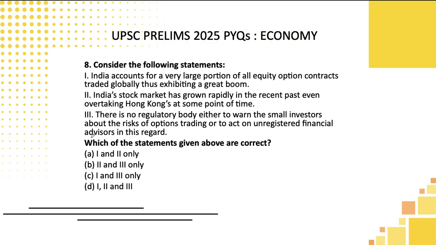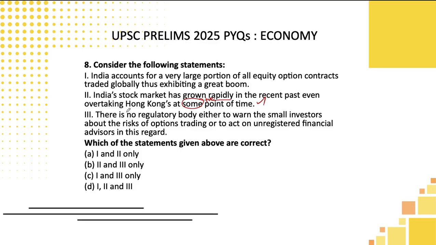Let's move to the 8th one, students. India accounts for a very large proportion of all equity option contracts traded globally and thus exhibiting a great boom. We are not sure about this fact. Let's move to the next one. India's stock market has grown rapidly in the recent past, even overtaking, especially Hong Kong, at some point of time. "Some" is a positively used keyword. At some point, some market can perform better. That is not at all a controversial statement. This can be correct only, since "some" is a positively used keyword.